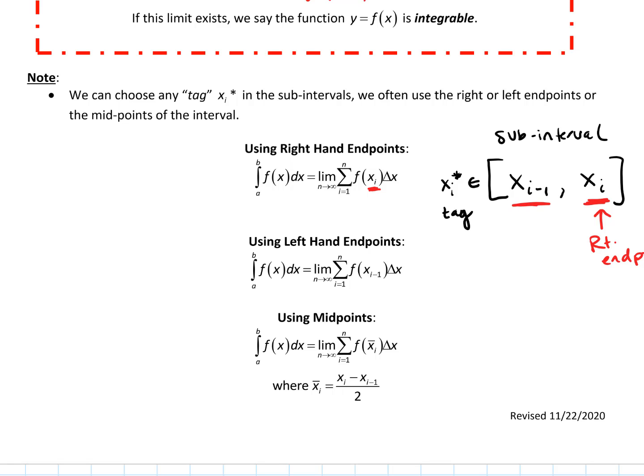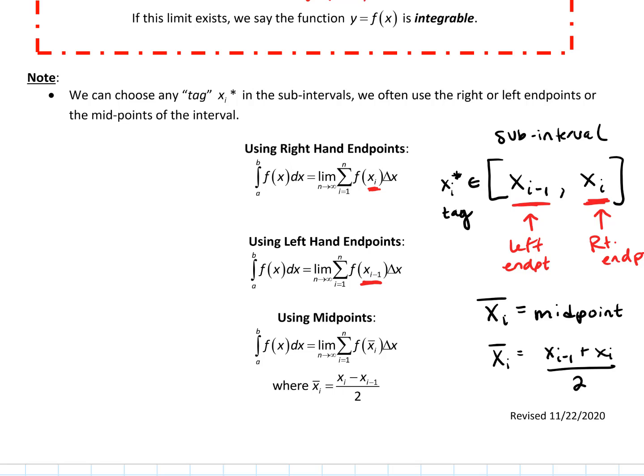This, by the way, in the subinterval is the left-hand endpoint in our notation, x sub i minus 1. So using the left-hand endpoints, rather than writing x sub i star, the tag would be just x sub i minus 1. And the midpoint, x sub i bar, is how we denote the midpoint. The reason it has that bar is because it's actually an average of the two endpoints. That's how you get a midpoint.